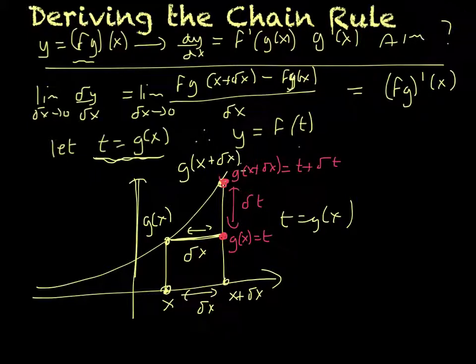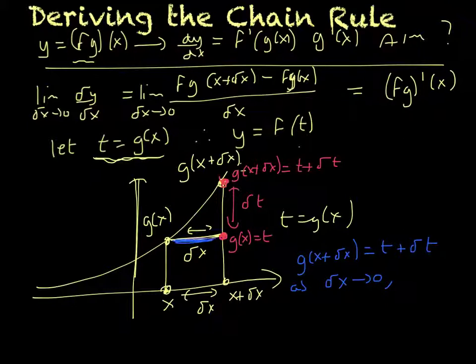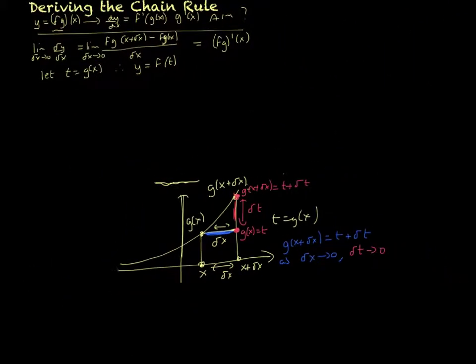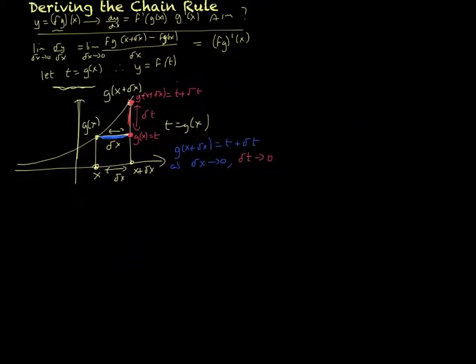So what we're saying is that g of x plus delta x is the same as t plus delta t. And we're also saying that as delta x tends to 0, i.e. as this goes really small, this thing, our delta t, is also going to become really small as well if we zoom this down and put these two points infinitely close.